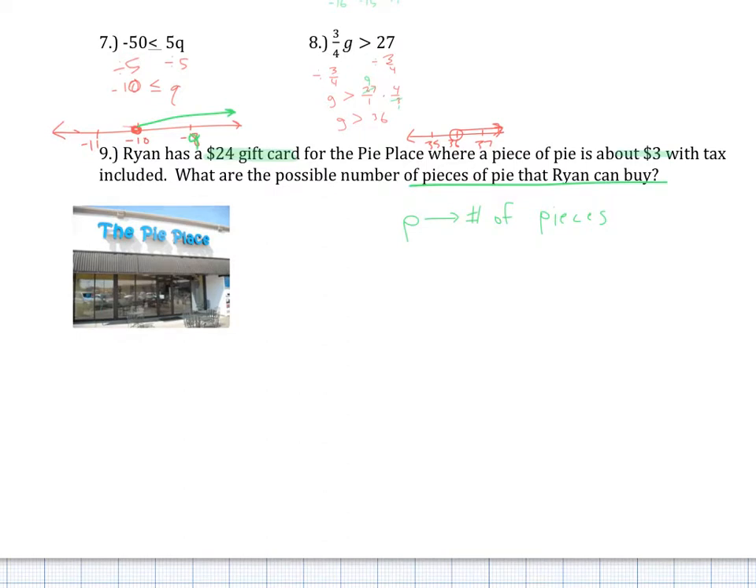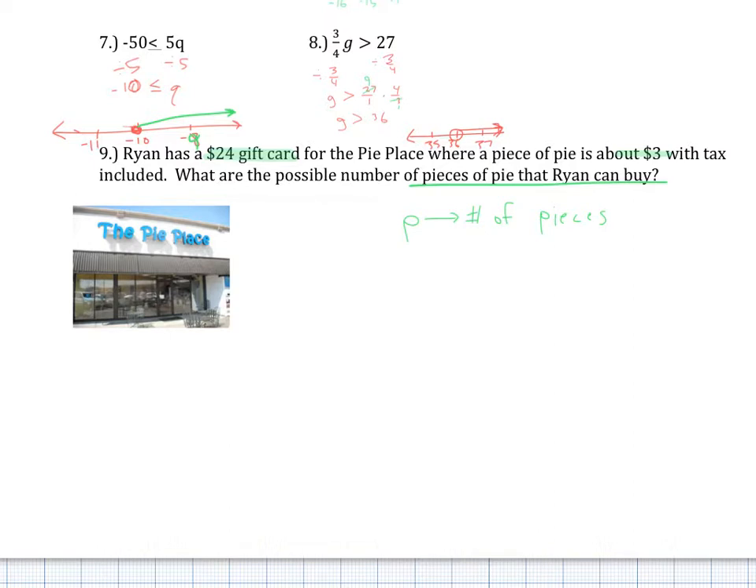So think about the inequality here. Remember, inequalities are comparisons. The comparison here is how much Ryan actually spends if he's paying $3 versus what he could spend. He could spend $24. Could he spend more than that? No, he doesn't have that amount of money. Could he spend less than that? Yes. So we're looking at a comparison between what he actually spends versus what he could spend.